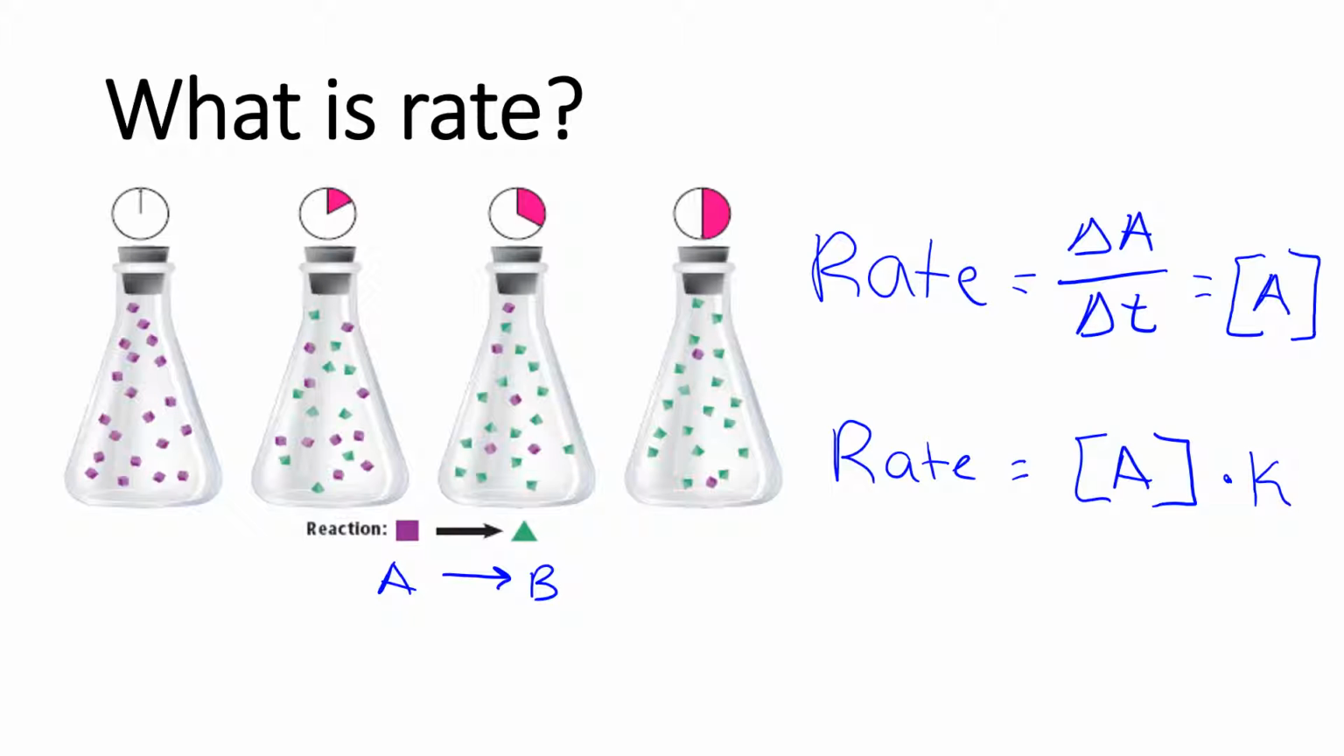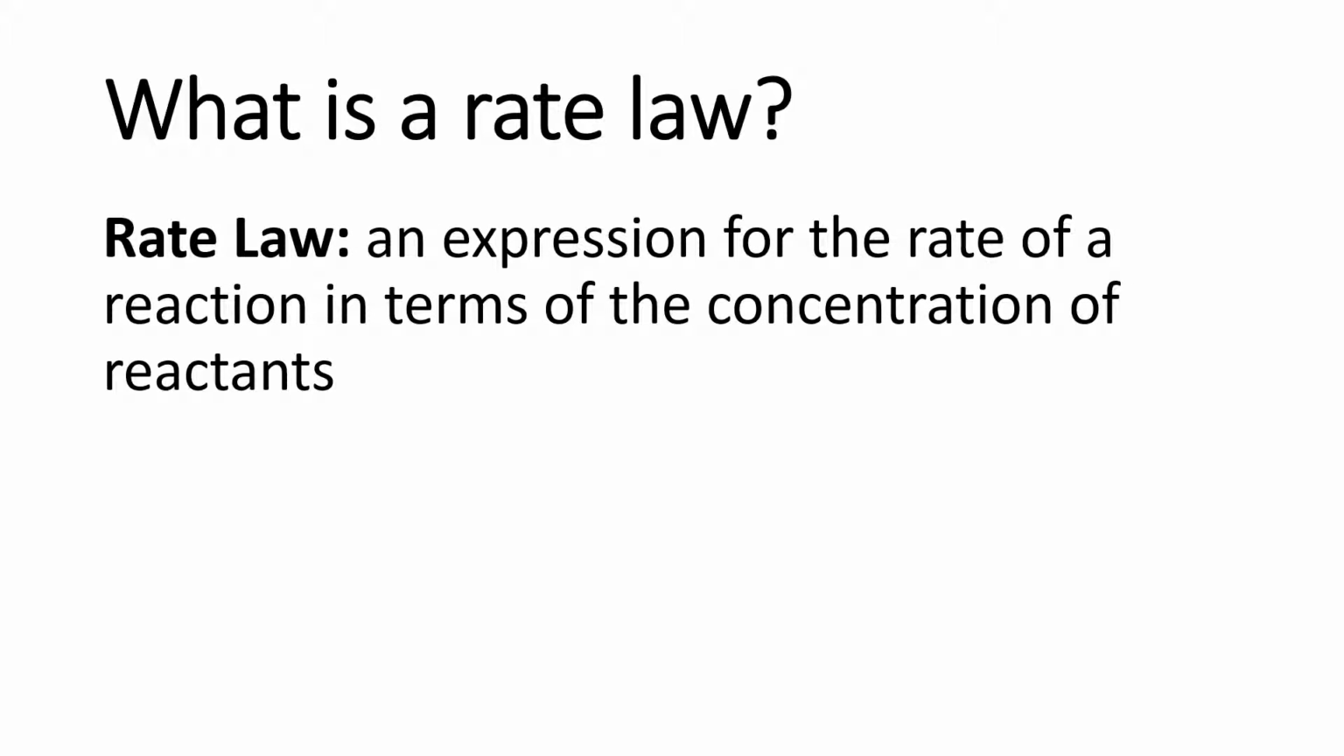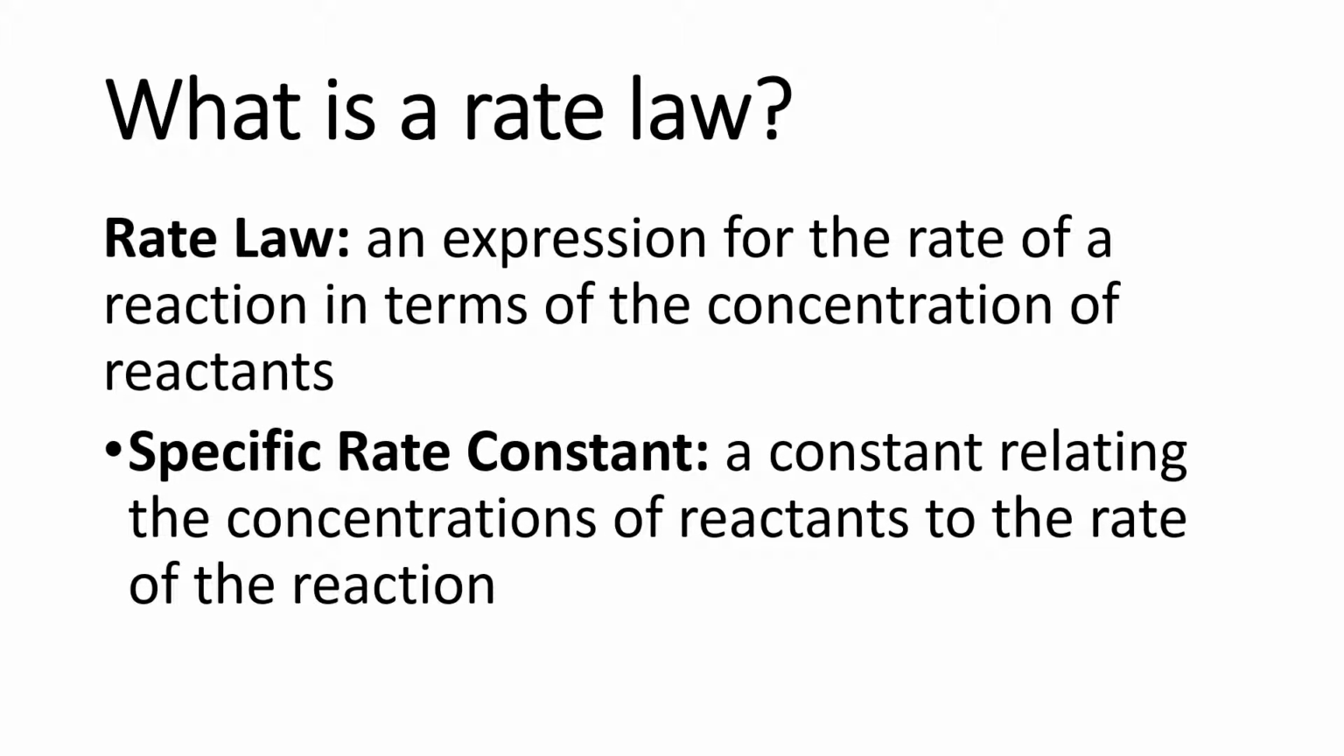with some sort of constant, and we call that constant the specific rate constant, and each constant will be specific to the rate of the reaction. So some vocab words: the rate law is a math expression for the rate of a reaction in terms of concentration of reactants. And that's multiplied by a specific rate constant, a constant relating the concentrations of reactants to the rate of the reaction. So to summarize that, we have rate equals k, your constant, times the concentration of the reactant.